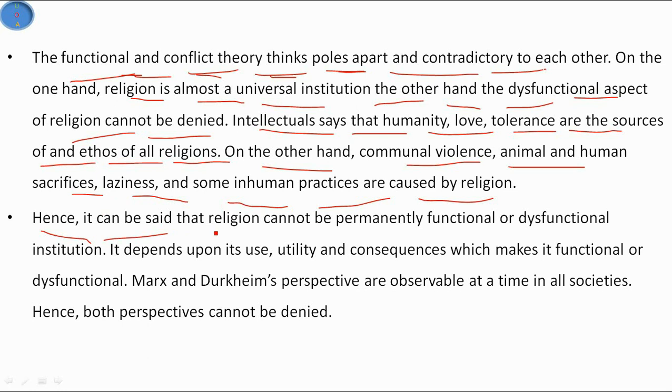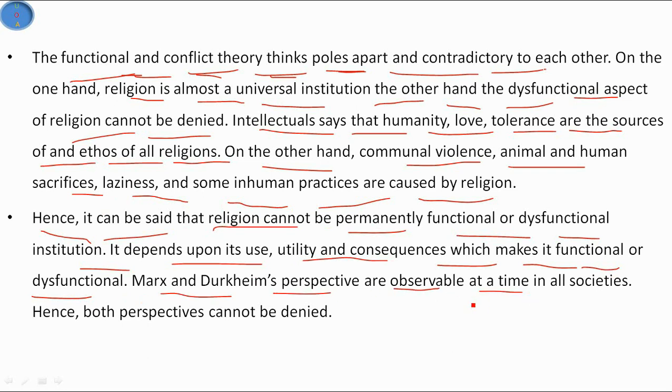Hence, it can be said that religion cannot be a permanently functional or dysfunctional institution. It depends upon its use, utility and consequence which make it functional or dysfunctional. Marx and Durkheim's perspectives are observable at a time in all societies. Hence, both perspectives cannot be denied.